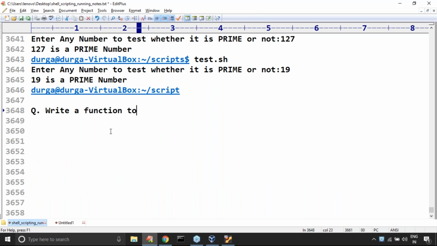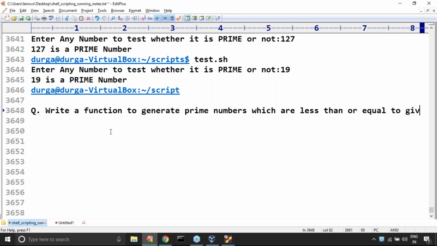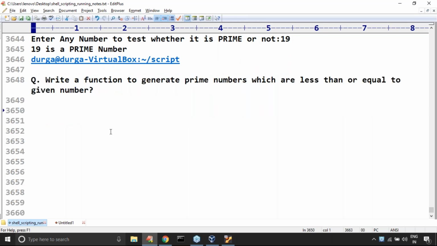Write a function to generate prime numbers which are less than or equal to a given number. So until 100: all prime numbers which are less than or equal to 100, can you please provide?